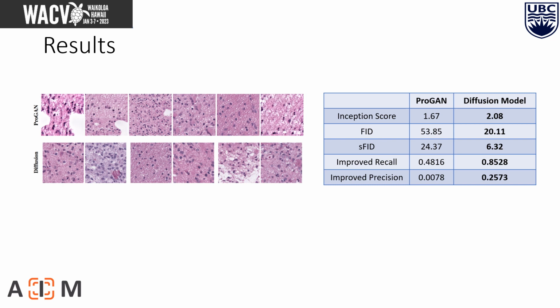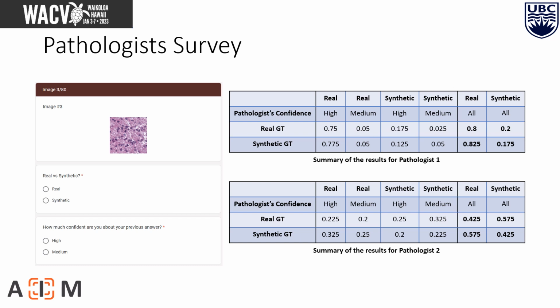Now let's take a look at the images produced by our diffusion model and compare them with the images generated by progressive GAN. It is clear that ProGAN is not able to generate high-quality images in some samples. Some of these cases are shown in the red boxes. Also, we assessed various metrics and showed that our diffusion model could produce images with higher quality and better coverage of the real data distribution. We also ran a survey of several expert pathologists on the quality of the produced images.